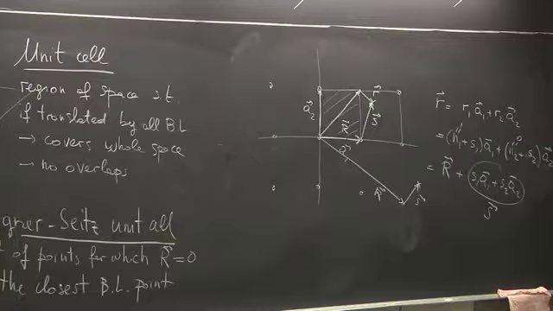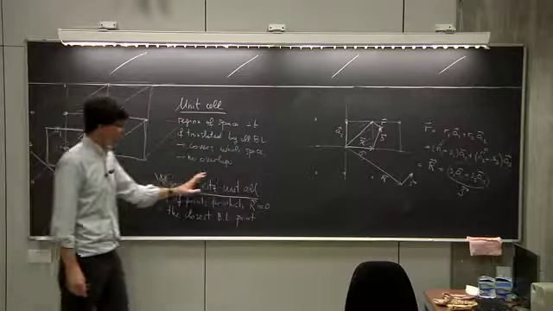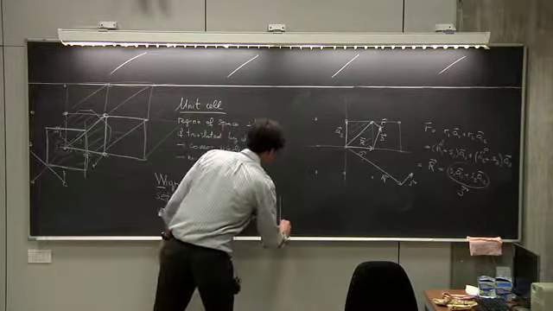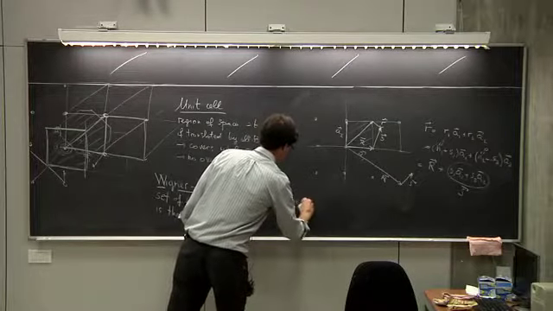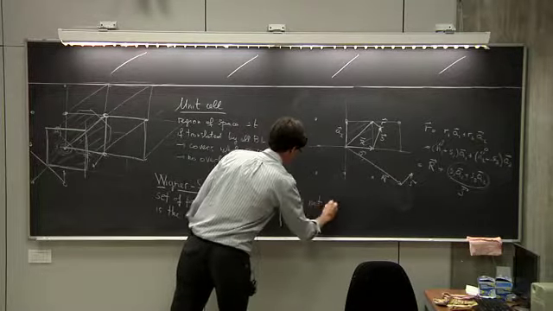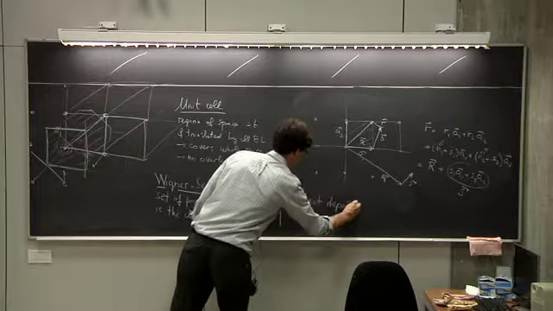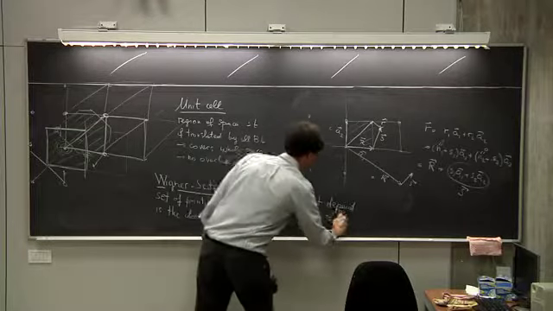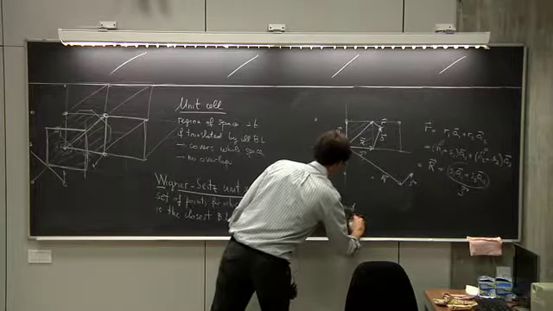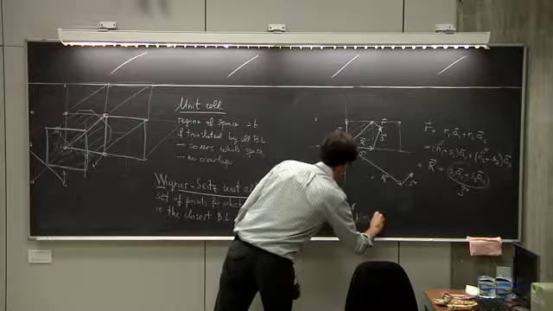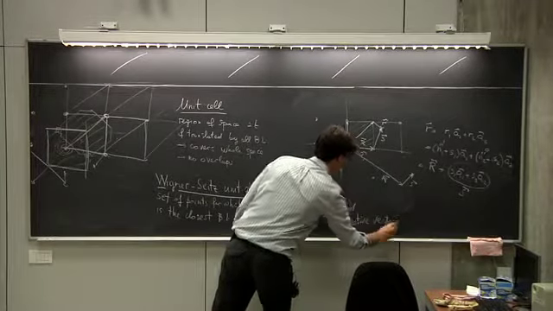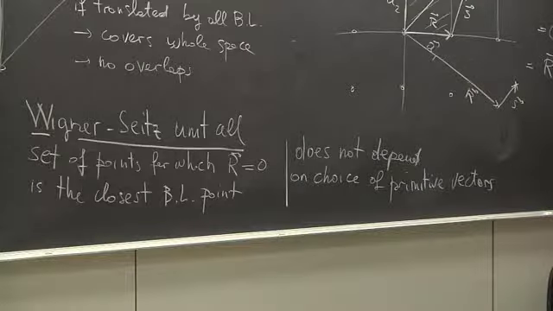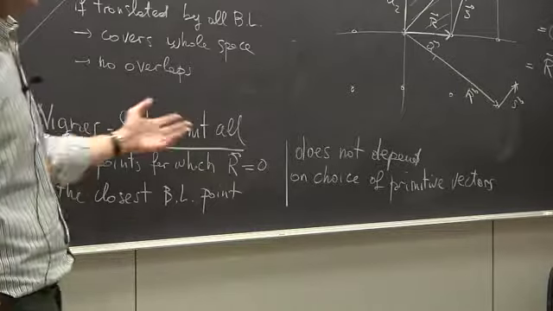And in some sense, it is more natural, because I'm not introducing primitive vectors, for example. Notice, this is very important. This choice does not depend on the choice of primitive vectors. It's unique. I don't need to specify anything else than the Bravais lattice to identify the Wigner-Seitz unit cell.